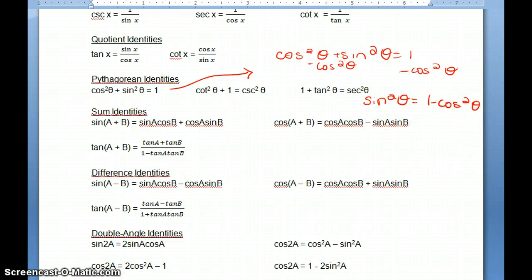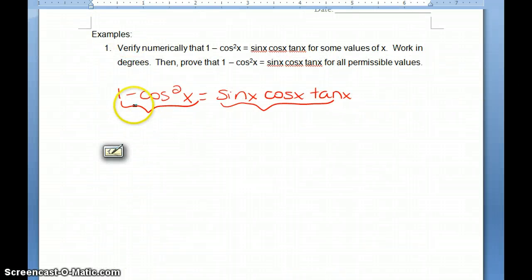Okay, so I'm going to quickly switch over to our other document. Here I'm going to rewrite 1 minus cosine squared of theta as sine squared of x. Or sorry, we're in terms of x here. So I simply manipulated that identity, and it can be rewritten as sine squared of x, which looks a whole lot nicer than 1 minus cosine squared of x.